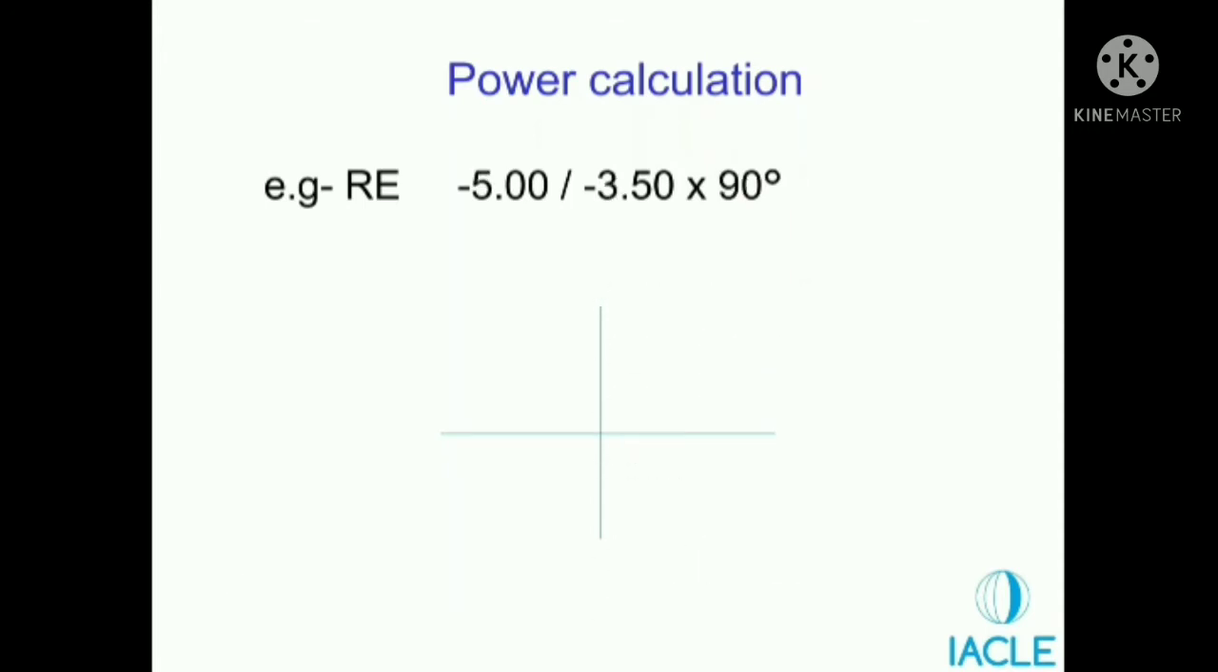Another example. I want you to do this example now. -5 with 3.5, axis 90. So what should I write in the vertical meridian? What should be the power in the vertical meridian? You can start typing. What should I write in vertical and what should I write in the horizontal? Guys, start typing. Where should -5 be, and where should -8.5 be?